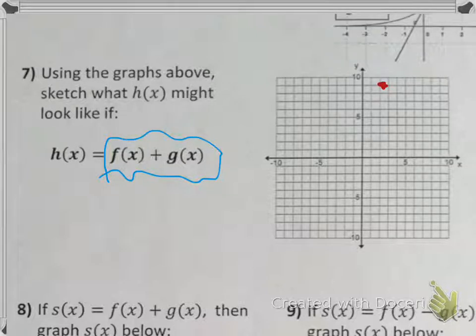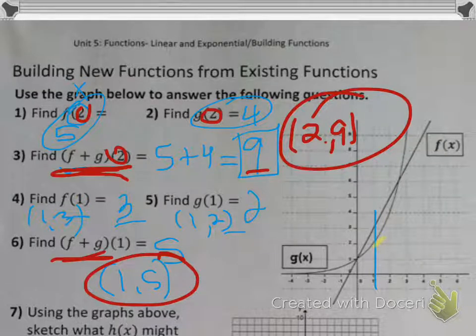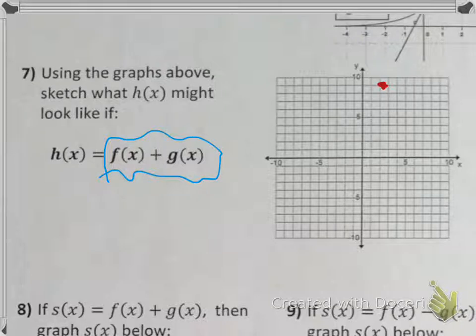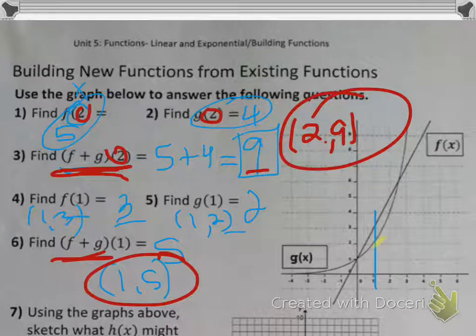Geez, I wish I could get it in the right spot. And then my other ordered pair was (1, 5). So I'm going to be over 1 and up 5, which is right here somewhere. And then really what I should probably do is find at least one more point because I'm not sure what that's supposed to look like yet. So let's come over and look at our graph and see if we can find a spot, and I actually think I'm going to come right here because that's a nice point.